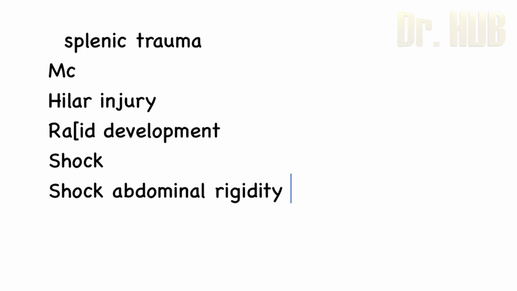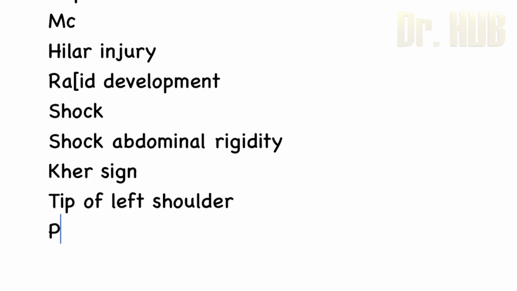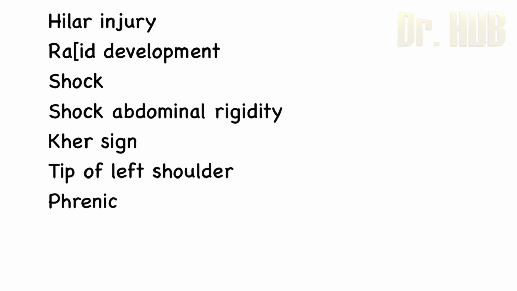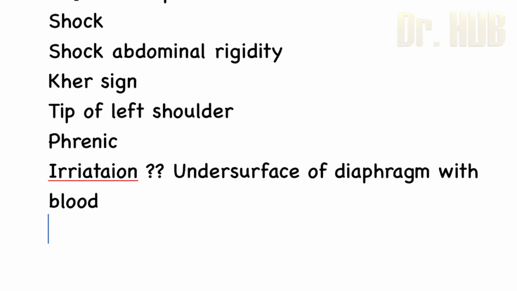Next, what is the Kehr sign? The Kehr sign refers to pain in the tip of the left shoulder. This is via the phrenic nerve fibers, which are C3, C4 and C5. It is due to irritation of the undersurface of the diaphragm with blood.